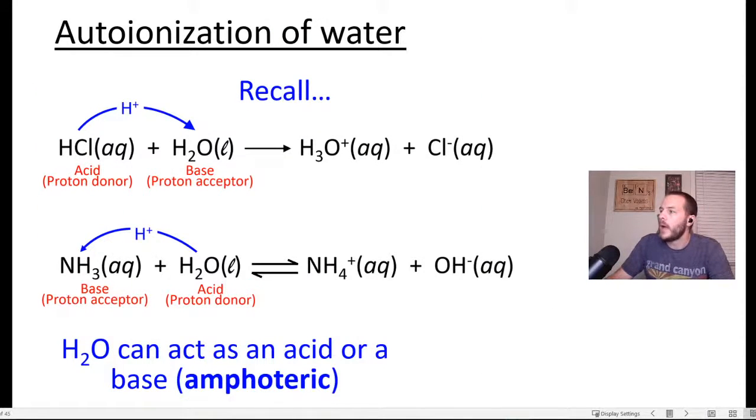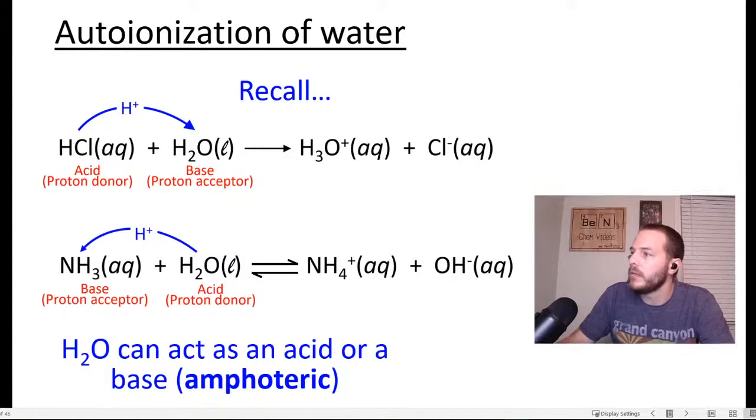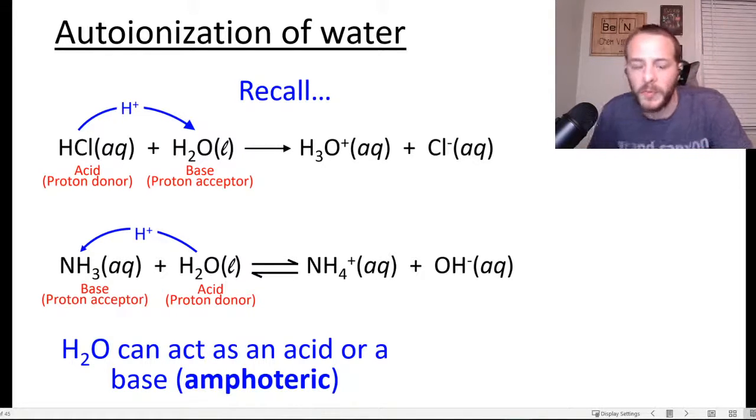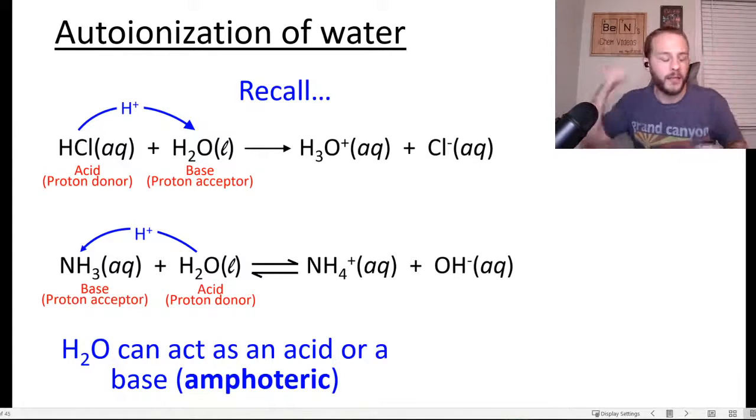So now we're going to talk about another concept, which is called the autoionization of water. If you understand the root word auto, you probably understand what the autoionization of water refers to. But to understand this concept, we need to remember something about water. This is something that I talked about last week, and also touched on earlier tonight: water can act as either an acid or a base. So in the HCl in water example, water acts as a base, accepting a proton from HCl.